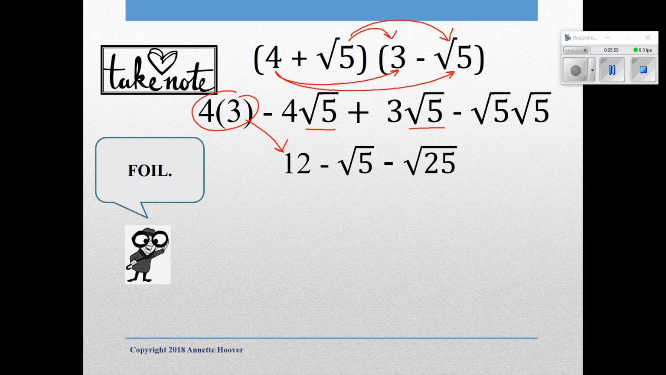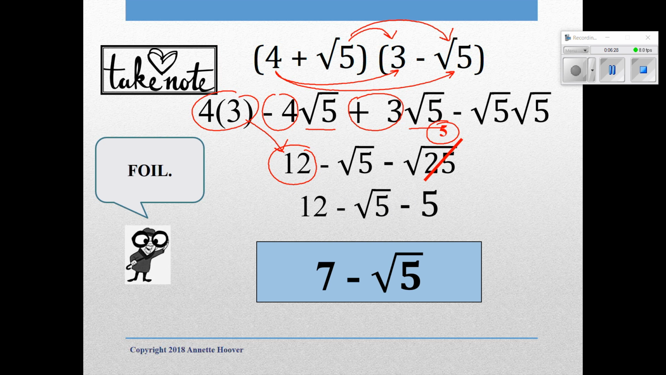Since they are like terms, I can take the negative 4 and the positive 3 and add them together, which is a negative 1. The 1 can be invisible, so I have negative root 5 minus the square root of 25. 25 happens to be a perfect square, so I can take the square root of 25, which is 5. And now that it's pulled out of the square root sign, we have to combine it with the other terms we have here. What we have here is you have to subtract them, because we have 12 minus 5. So we would have 7 minus the square root of 5.